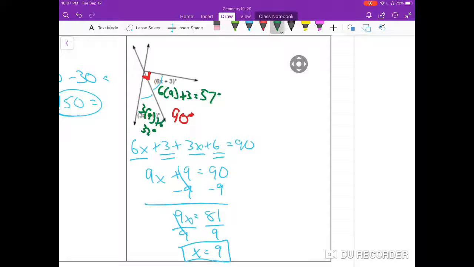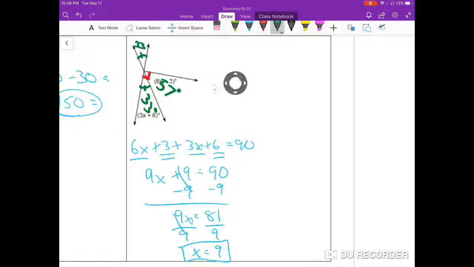Now I'm going to erase some stuff on this picture just to make it a little easier to deal with and to look at, because we do have some other angles that we still have to find. So I have 57 degrees here and 33 degrees here. The next thing I'm going to look at is, if this is 33, this should also be 33 because they are vertical angles. And I know that because of the x that these two straight lines make.